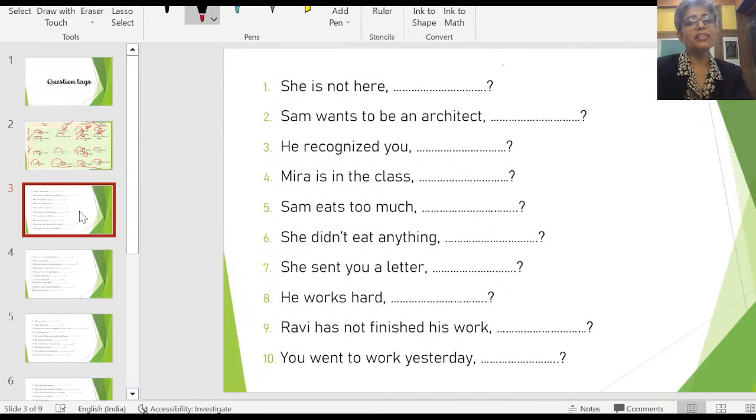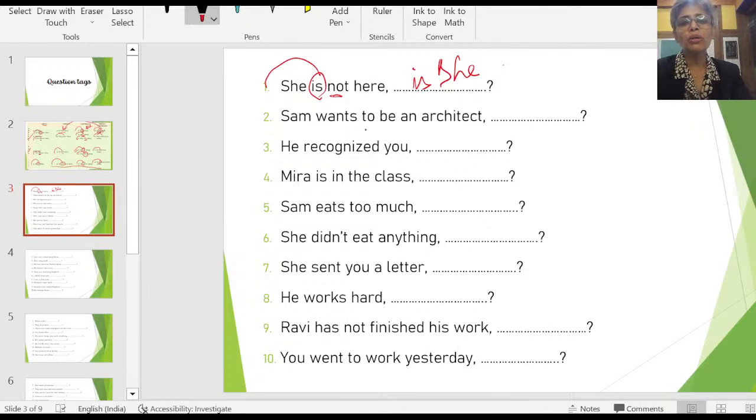Okay, so this is the first one. She is not here. So the is goes before the subject and we will say, isn't she? Okay, this is a not. So we will say, is she? Is she? Clear? And that's the answer. That's the tag. It's a question tag.